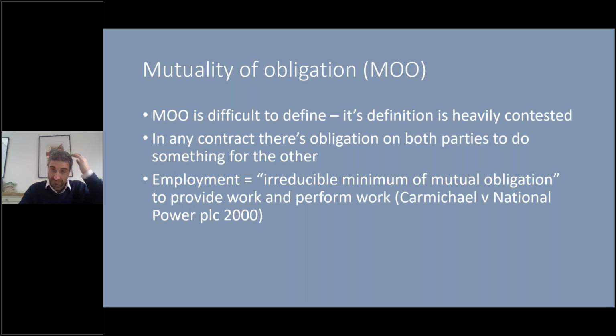Broadly speaking, in any contract, there's an obligation on the parties to do something for the other. But in a key case on this, Carmichael versus National Power, it was decided that in order for it to be employment, there must be an irreducible minimum of mutual obligation to provide work and to perform work. In other words, if the client offers you some additional work that's not in your contract, you should be obliged to say, yes, I have to do that work. And likewise, they are obliged to offer you work if, say, you've completed the work that's in your contract.